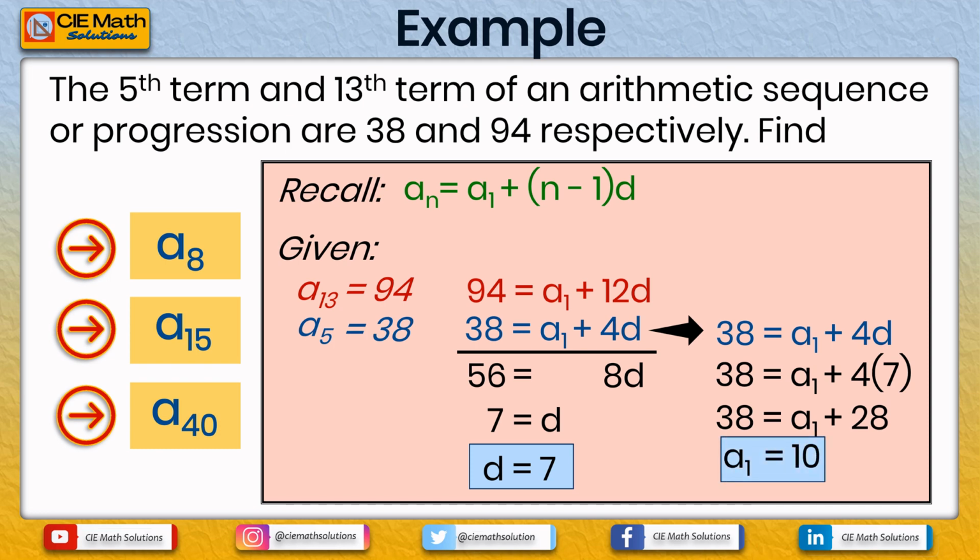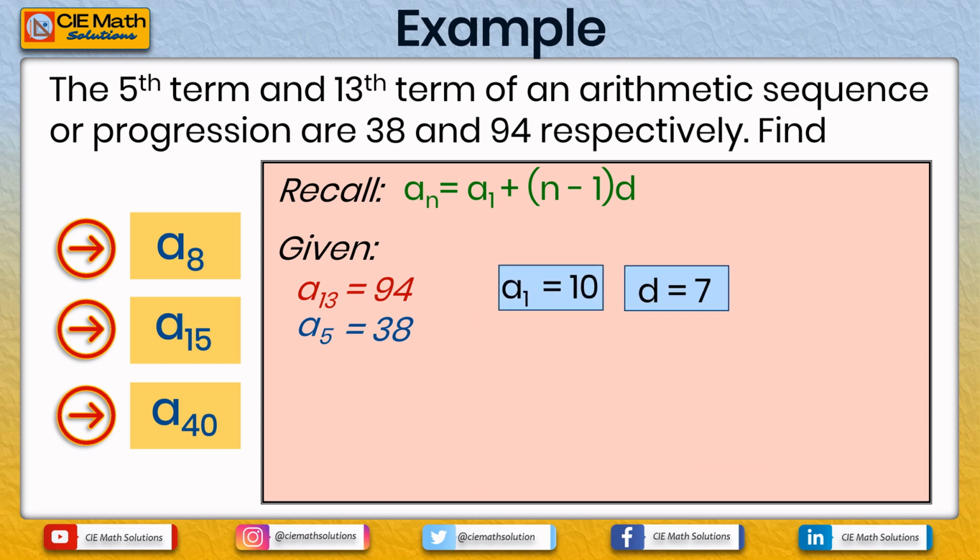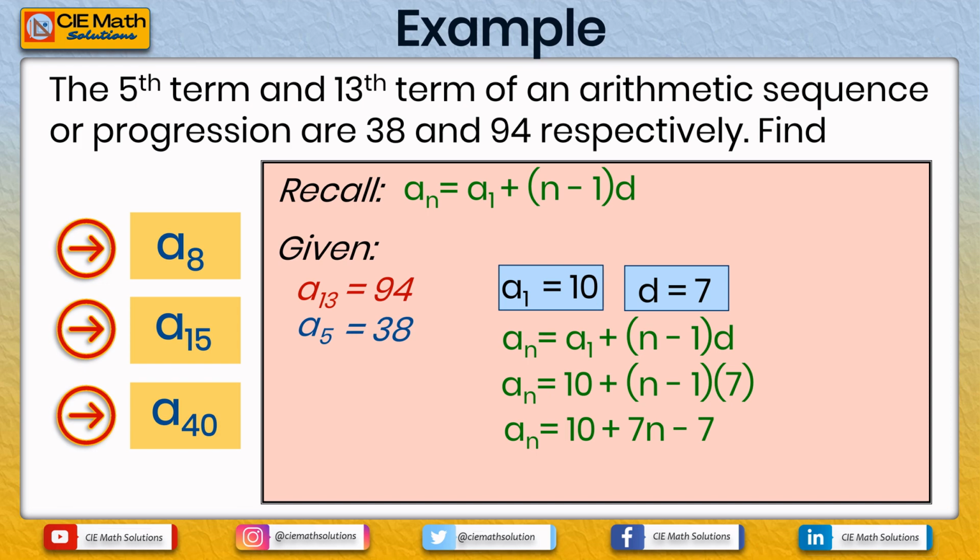Now let us find the general rule for the given arithmetic sequence or progression using a1, which is equal to 10, and d, which is equal to 7. an is equal to a1 plus n minus 1 times d. Substituting the values a1 and d, we will then have an is equal to 10 plus n minus 1 times 7. Distributing the 7 to n minus 1, we will then have 10 plus 7n minus 7. Simplifying this further, an is equal to 7n plus 3. This is now the general rule for the given arithmetic sequence.